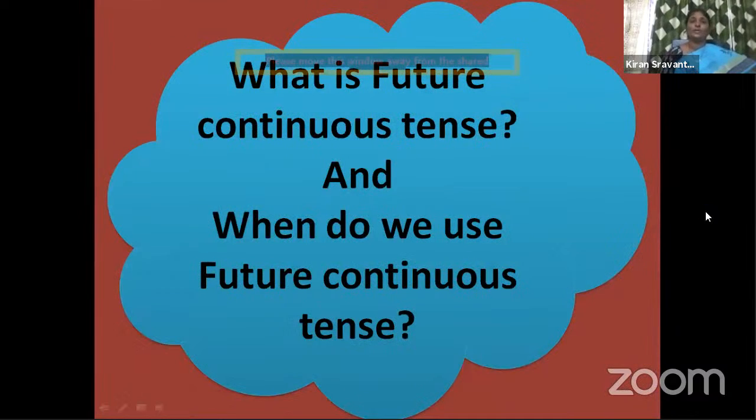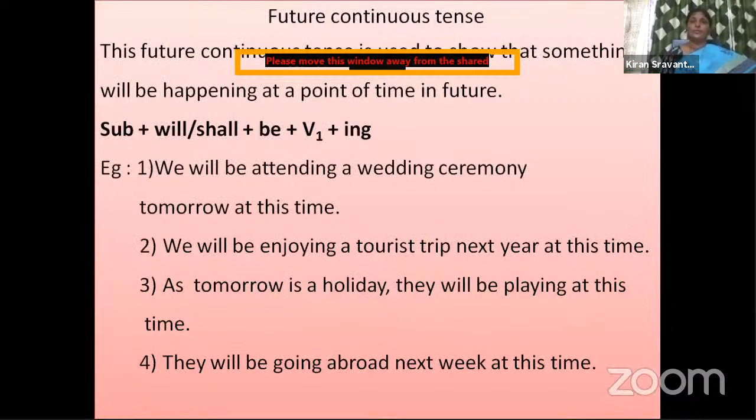And what is future continuous tense? Coming to future continuous tense, this is the second subdivision of future tense. And what is future continuous tense? And when do we use future continuous tense? So that we will see. Future continuous tense is used to show that something will be happening at a point of time in future, not now and not in the past.